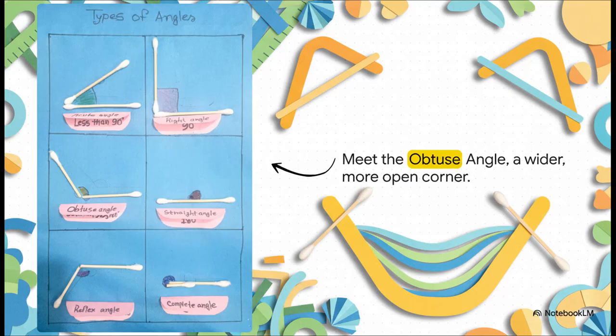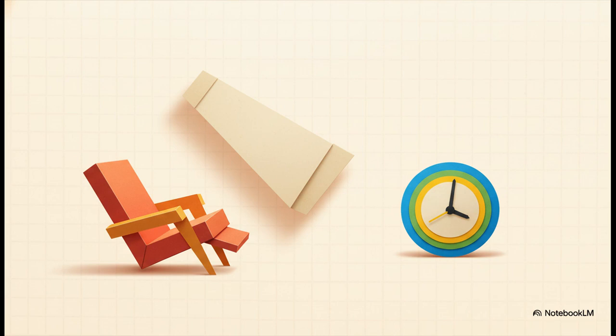And here we go. This is a perfect example of our next one, the obtuse angle. You can just see that the space between the Q-tips is way wider now. It's a more open, kind of laid-back angle compared to the sharp acute or the rigid right angle. So the rule for an obtuse angle is that it has to be greater than 90 degrees, but still less than 180. It's opened up past that perfect square corner, but it hasn't completely flattened out just yet. Think of a reclining chair leaning back, or maybe the hands on a clock at, say, 4 o'clock.